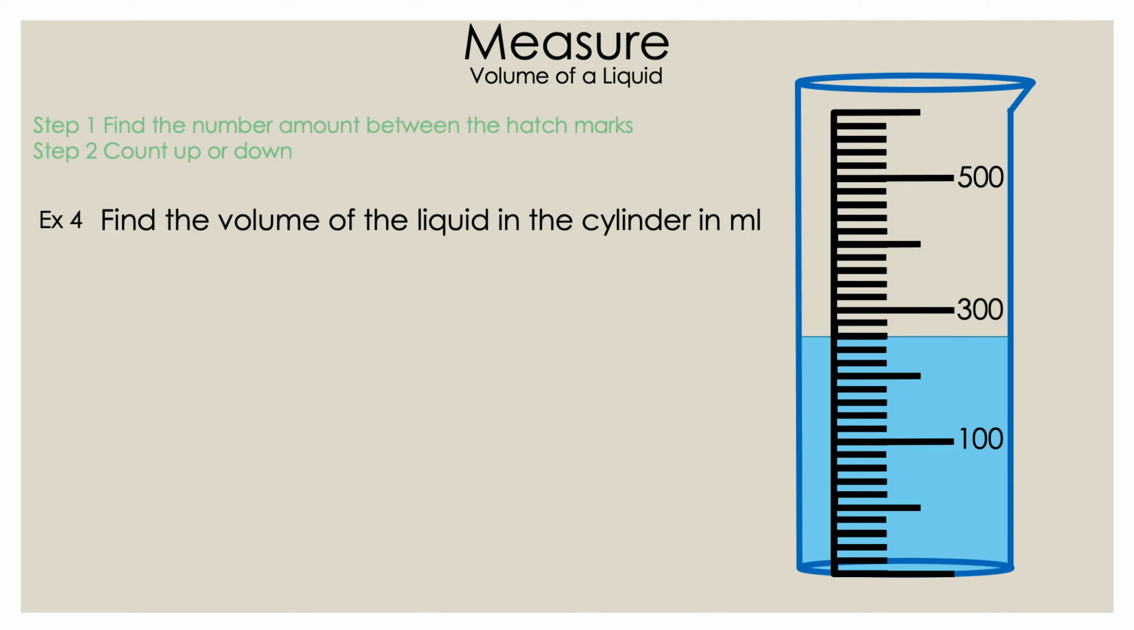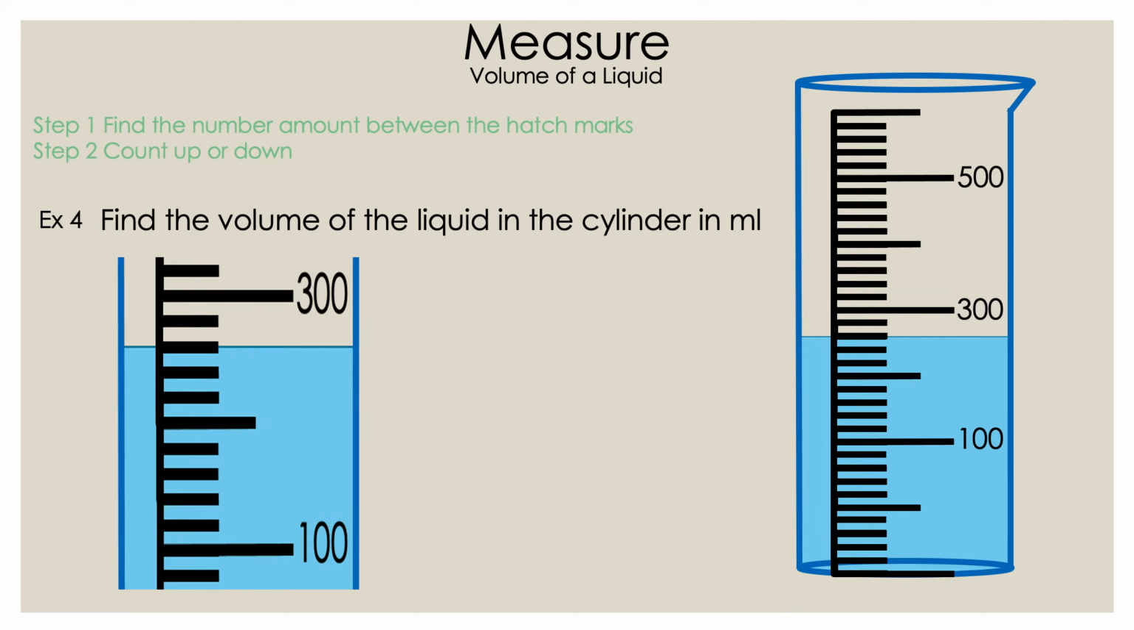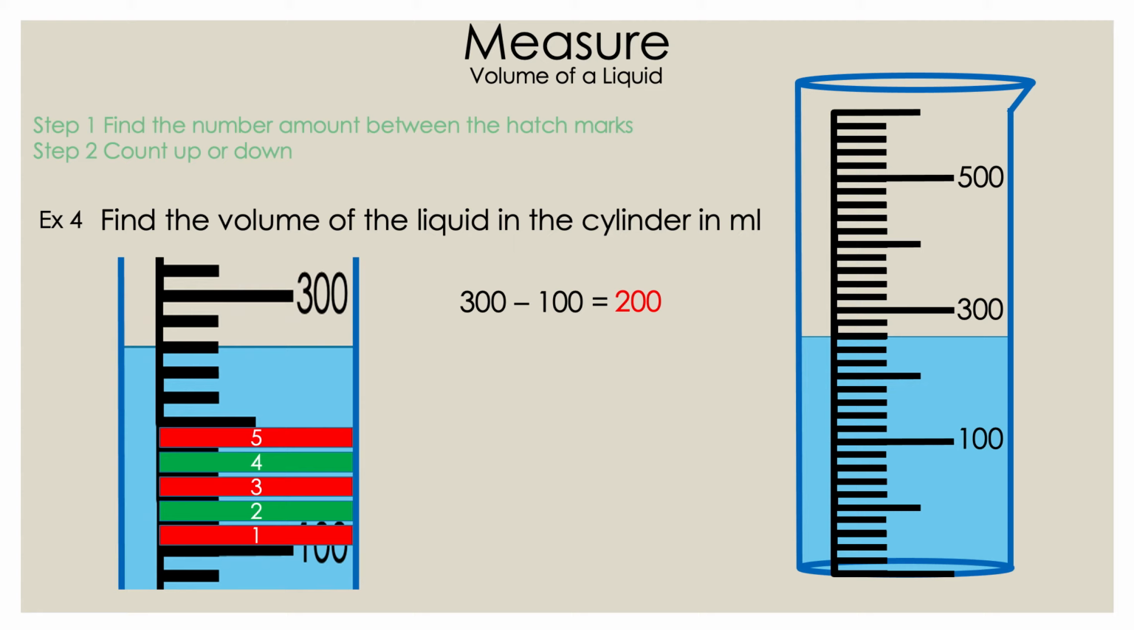Find the volume of the liquid in the cylinder in milliliters once again. We're going to zoom in once again, and now we're going to subtract the numbers, 300 minus 100, which gives us 200. Now we're going to find the amount of sections between those two numbers. Let's get started, which is 1, 2, 3, 4, 5, 6, 7, 8, 9, and 10. So we have 10 sections.